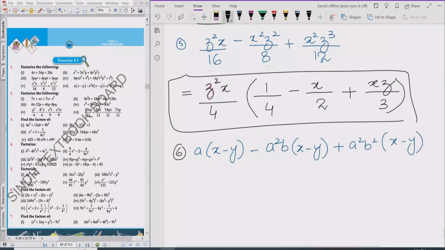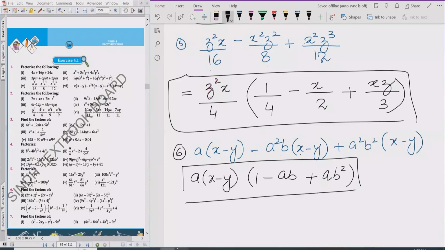Now the common factor here is (x minus y) and a. So we can take a times (x minus y) common here, and the remaining term is 1 in the first term because we have taken everything. In the next term we will have a and b, because a single a was taken common. In the last term it is a b squared. So this is the answer of this question.